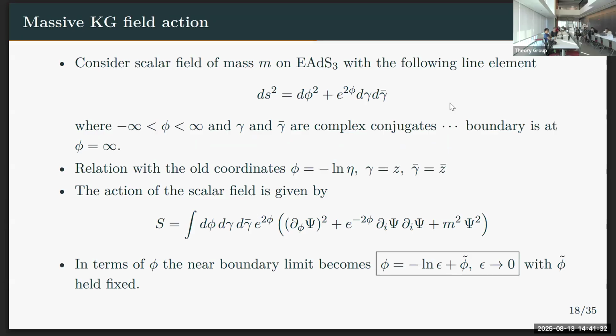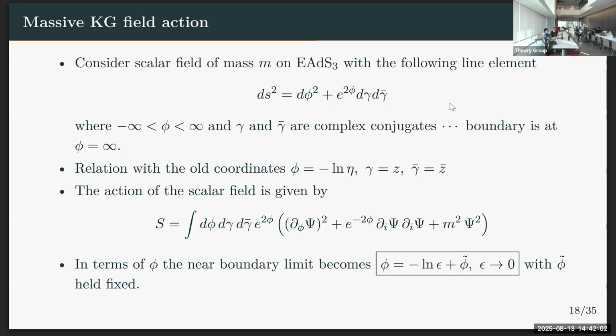Earlier it was in the Poincaré patch. Now I'm introducing this coordinate phi, which is related to eta as phi equals minus log eta. So I write it as follows. Gamma and gamma bar are just identified with z and z bar, right? So in this coordinate, the boundary is at phi equals infinity instead of eta equals 0, right?